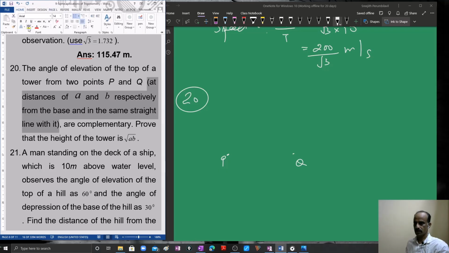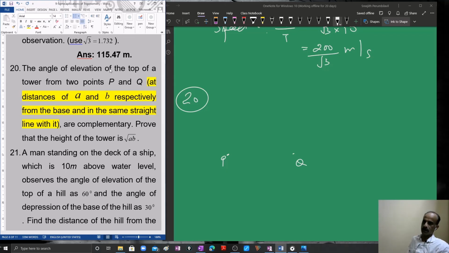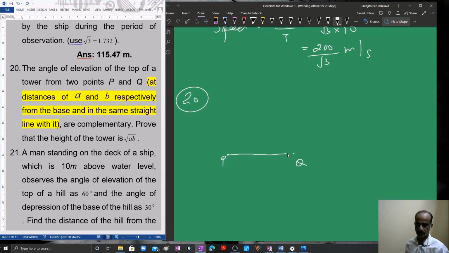I'm just coloring it. The angle of elevation of the top of a tower from 2 points P and Q are complementary. Okay, P and Q, what are P and Q? That is given in the shaded part. So the angle of elevation of the top of a tower, so there is a tower somewhere.